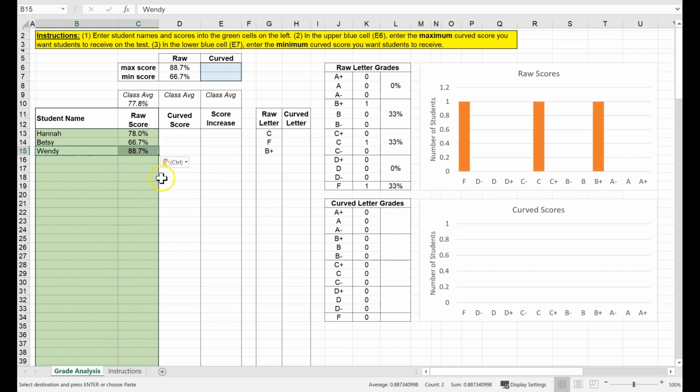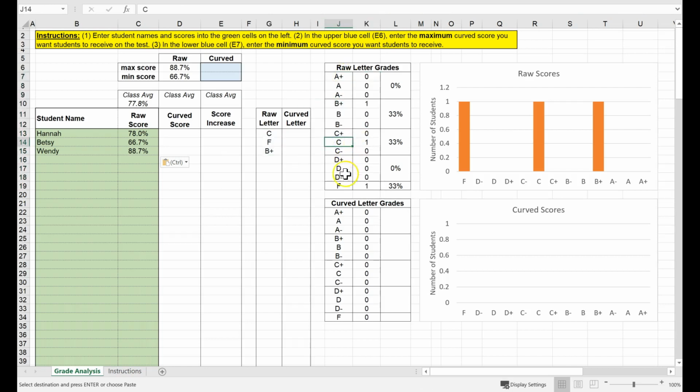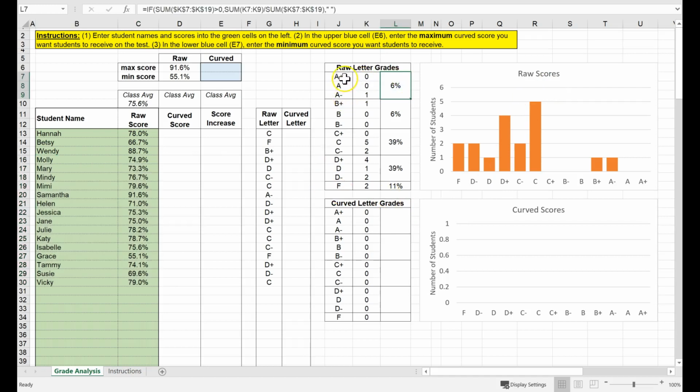right. As I add scores, it is calculating the letter grade, and it's tallying up how many people got a C, how many people got an F, and then it puts those tallies into this graph. Now I'm going to go ahead and jump to the end. Here are the rest of my student scores, and there's what the graph looks like. I can see that 6% scored some form of an A, 39% scored some form of a C, and all of that data is also shown in the graph.